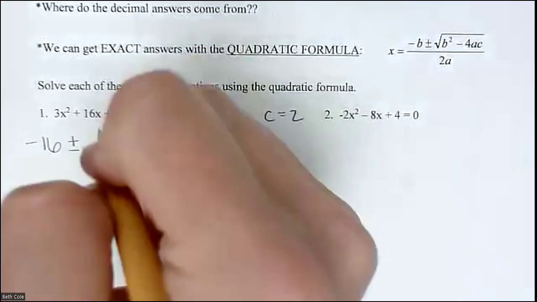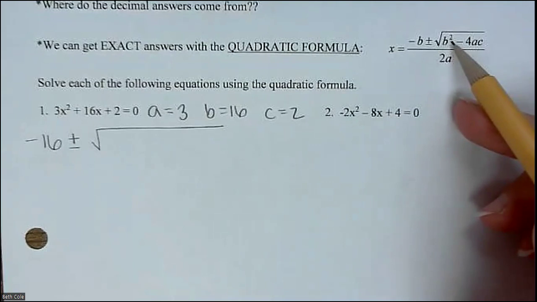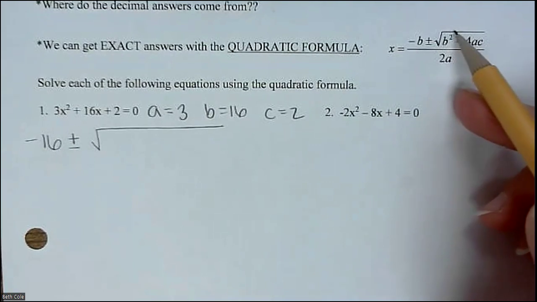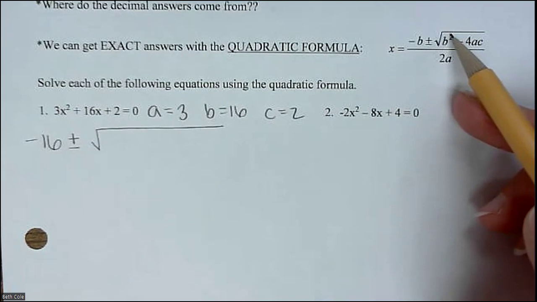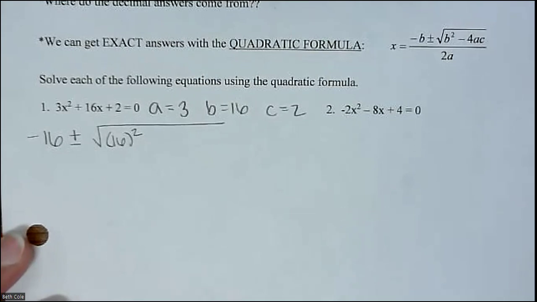Then you're going to have a gigantic square root. And underneath of it, what does it say? I literally just want you to read. Okay, it says b squared. What are we going to put though? 16 squared. Very good. And don't worry about that because we have a calculator.